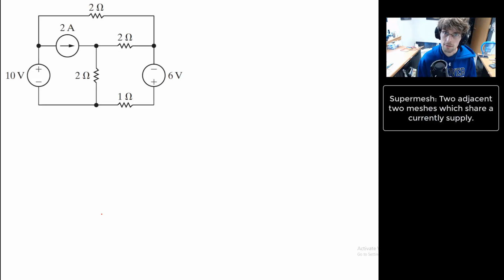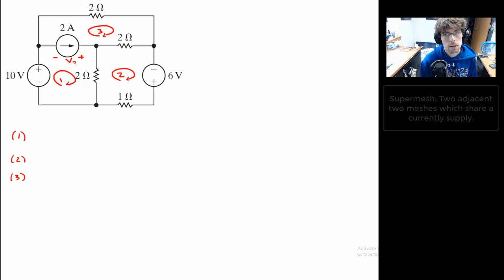So consider this circuit for a moment. I'll call this mesh 1, call this mesh 2, and I'll call this top one mesh 3. And because I have a current supply, I'll just call the potential difference across this current supply V question mark. Now let's go ahead and write down our equations for mesh 1, 2, and 3.